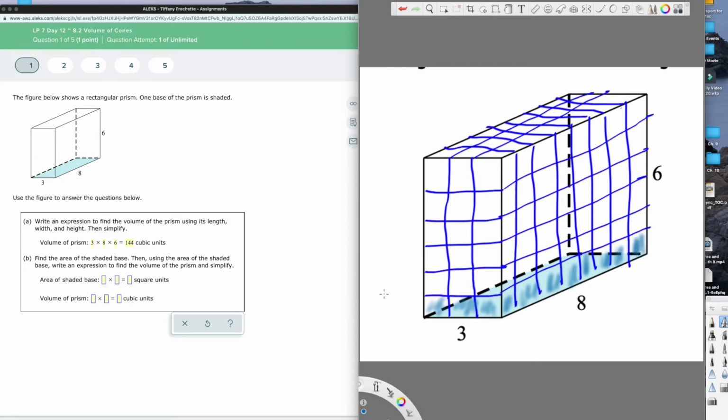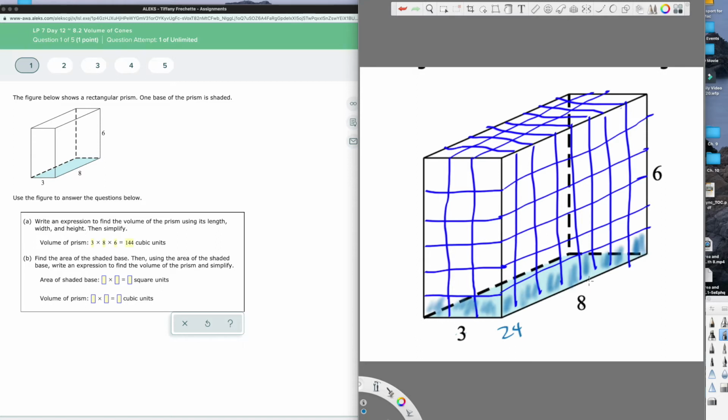So with that one, we simply just say, well, it's length times width. 3 times 8 would give me 24 cubes, right? And I can count them. I can go 3 plus 3 plus 3 plus 3 plus 3 plus 3 plus 3 plus 3. That would be 24. Or I could go 8 plus 8 plus 8. That would also give me 24.